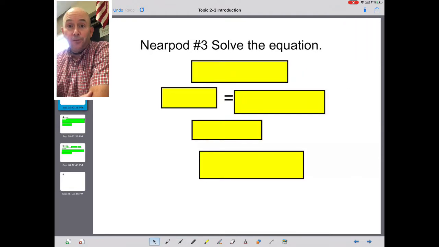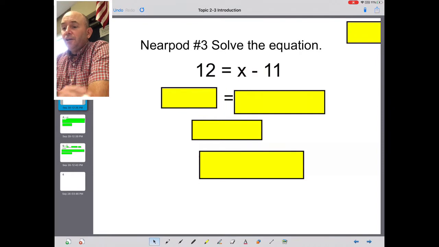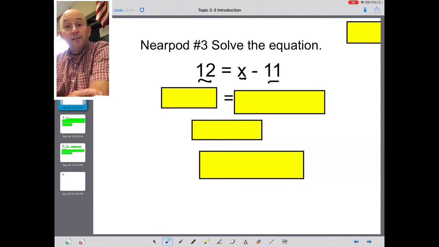Nearpod 3. So if you're at home, pause the video and see if you can do this. In school, we're going to try it as well. And here is the equation: 12 equals x minus 11. Pause the video and see if you can solve that, showing the steps.